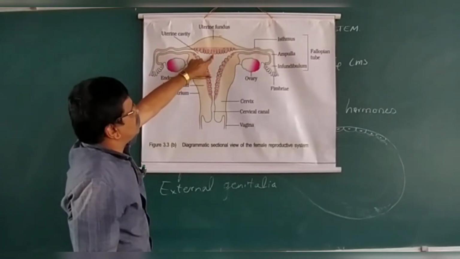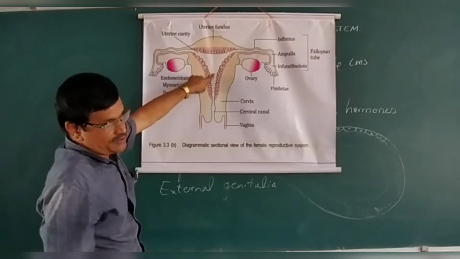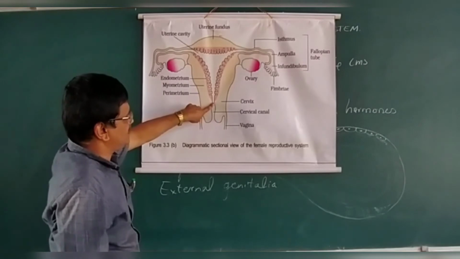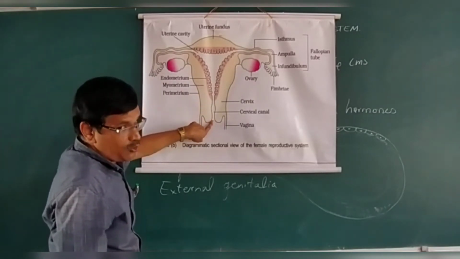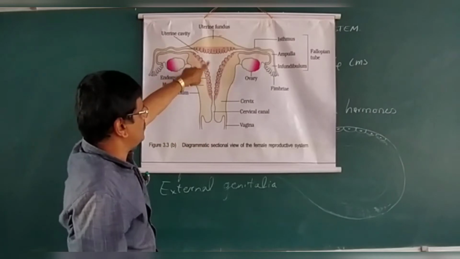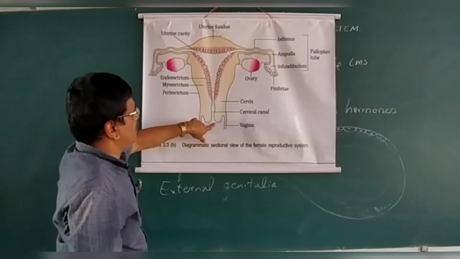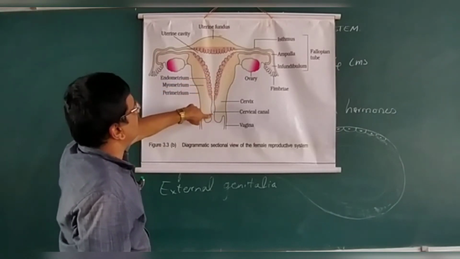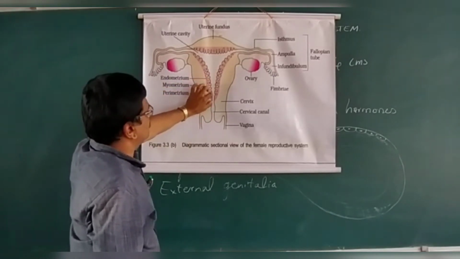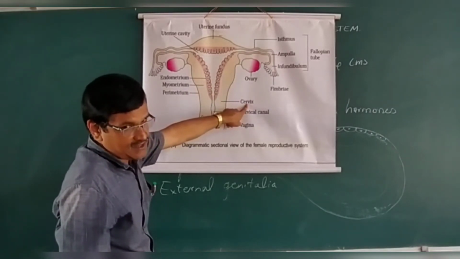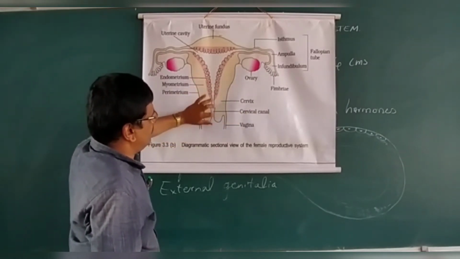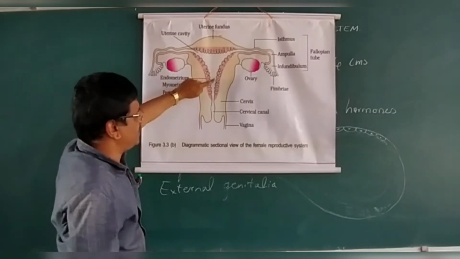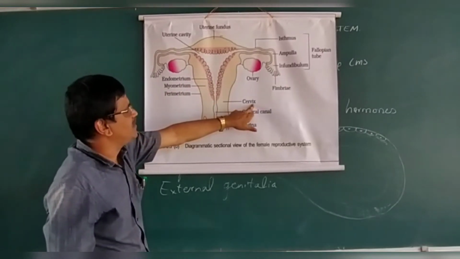Then the lumen of the uterus continues up to the vagina, up to the lower region, that is the vagina. So this lumen continues up to the vagina through the cervix. Cervix means it is the junction between the vagina and uterus. So this region is known as cervix.